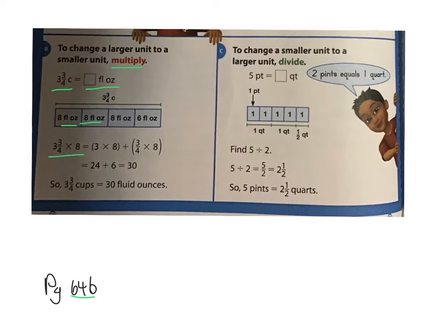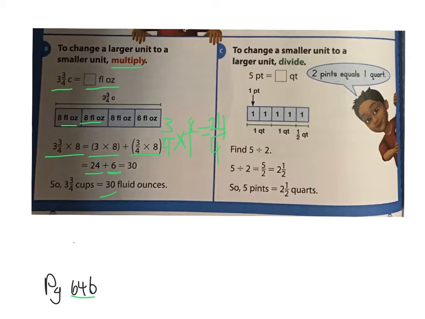So when I do that, 3 3/4 is equal to 3 times 8, which is 24, and then 3/4 times 8, which, if you think about it, is the same as 3/4 times 8 over 1, which is going to equal 24 over 4, which is going to get us to that 6. So 24 plus 6 is 30 fluid ounces. Now let's move on to the next one here.